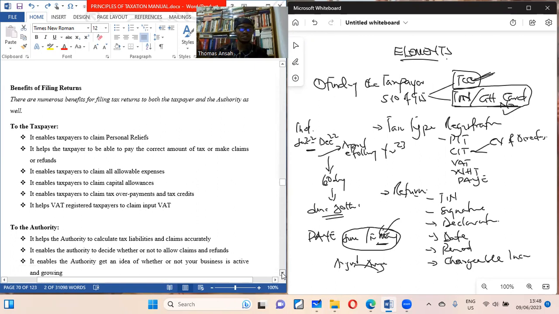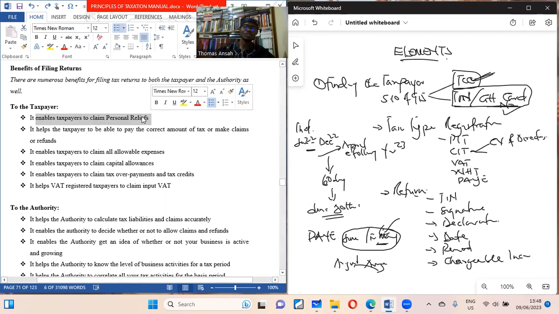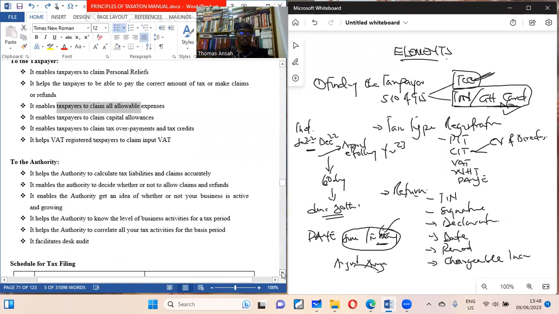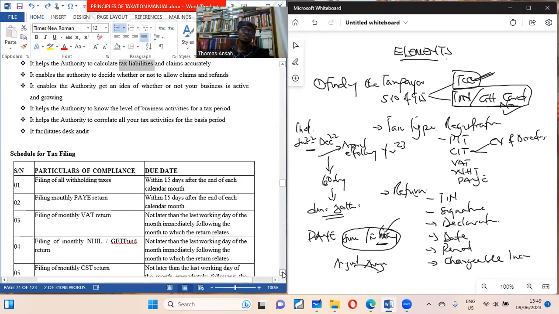All right. And the benefit of filing is good. To the taxpayer, it enables you to claim your tax relief, claim capital allowance, and claim all your allowable expenses. It helps the VAT registered person to claim his input VAT and all those things. To the Commissioner General, filing helps in claiming refunds and all forms of reliefs and input VAT for the taxpayer. But to the authority, it gives them information, it helps them to know you exist. Okay, and it facilitates desk audit. So whether you are in business or not, they will know. I mean, all that information they need to know about you. And this is a table you need to learn by heart.